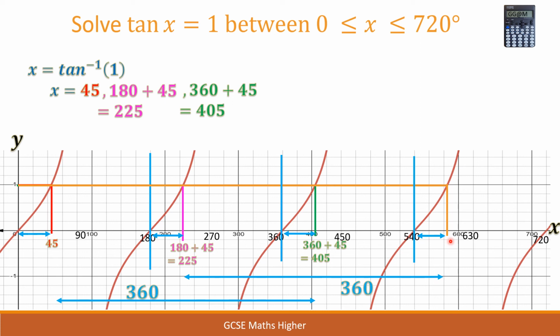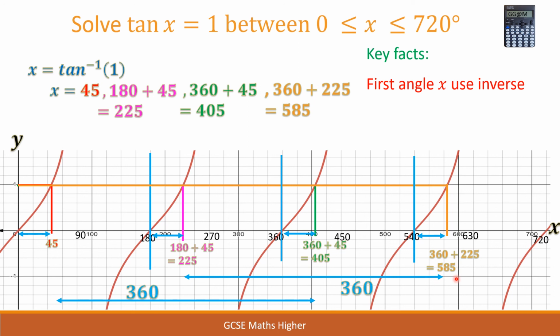Or we can think about our second angle, which was 225. It repeats every 360. So if I do 360 plus 225, which gives me 585 degrees, my fourth angle is 585 degrees.